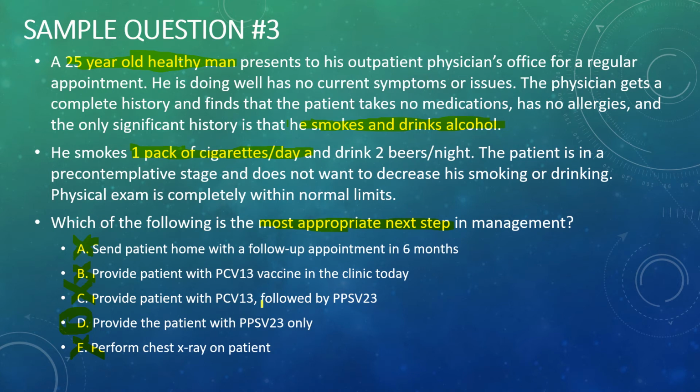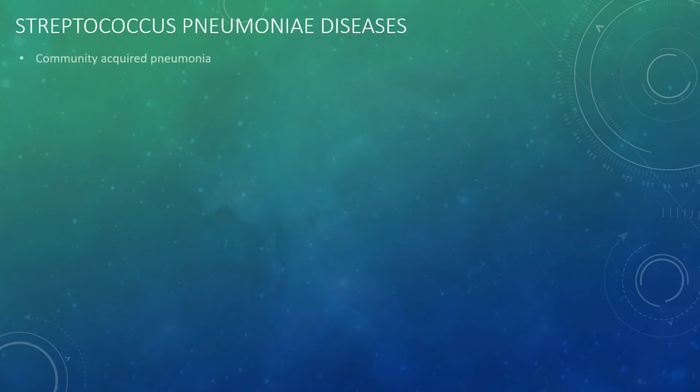So the criteria are pretty difficult, but it's good to know them because you can get a lot of questions right on the exam. Next, we're going to talk about some diseases that are caused by Streptococcus pneumoniae. First one that we all know about is community-acquired pneumonia. Number 1 cause is strep pneumoniae.